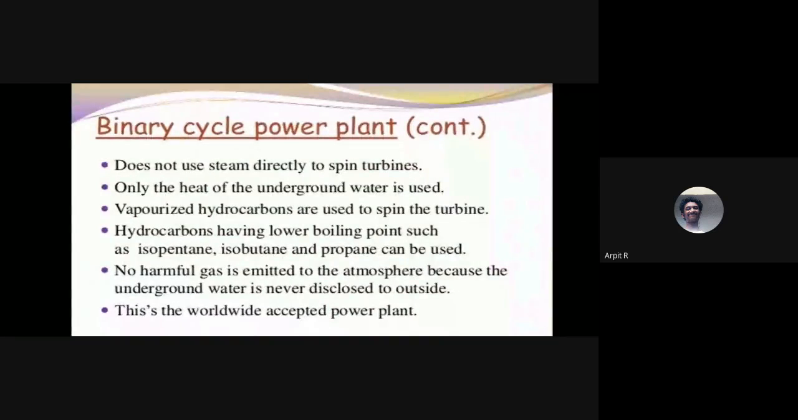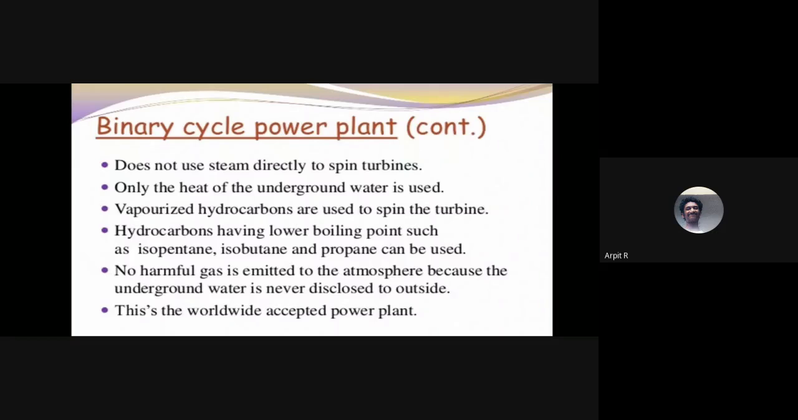The advantages are it does not use steam directly to spin turbines. Only the heat of the underground water is used. Heat energy from underground water is used in the binary cycle power plant. Vaporized hydrocarbons are used to spin the turbines. Hydrocarbons having lower boiling points such as isopentane, isobutane and propane can be used, also ammonia. No harmful gases are emitted to the atmosphere because the underground water is never exposed to the outside.